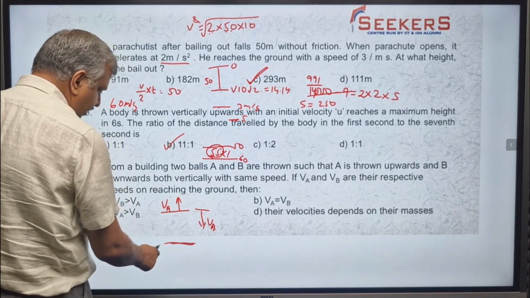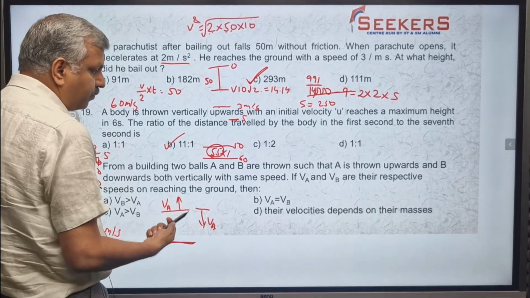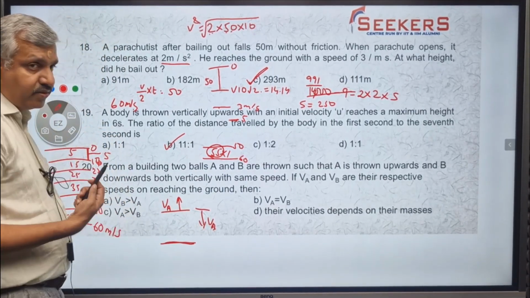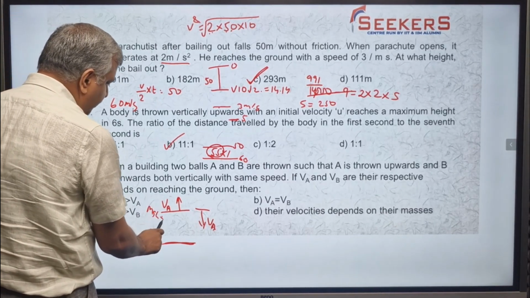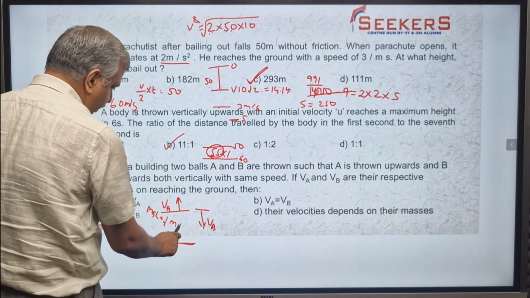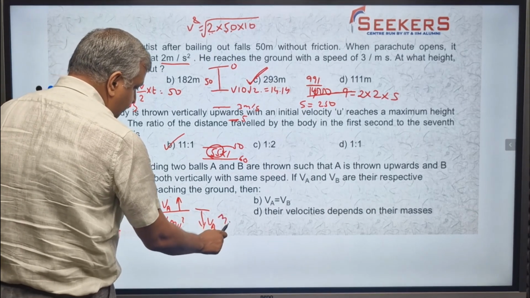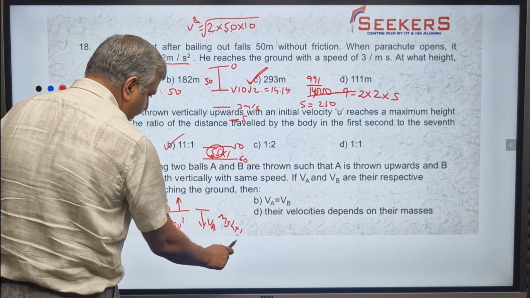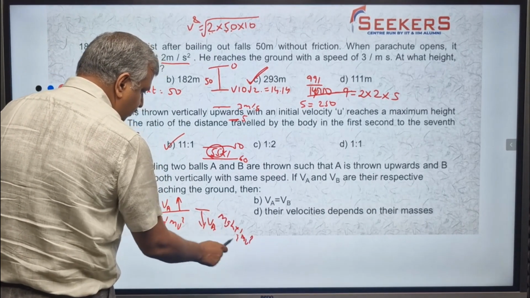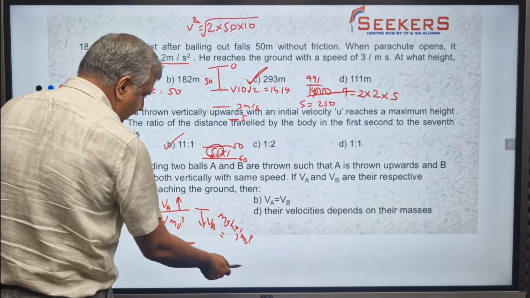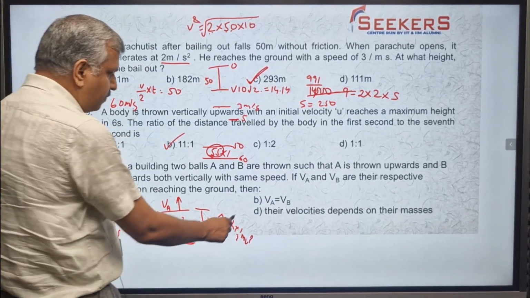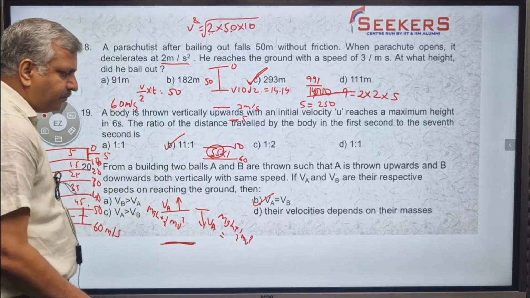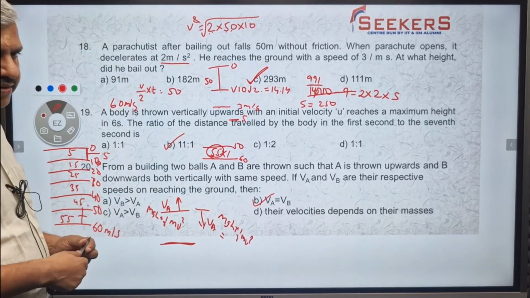Remember, the velocity at the lowermost point will depend upon the total energy. Now energy is not a vector quantity. So here the energy is mgh plus half mv squared. Here also the energy is mgh plus half mv squared. Now this potential plus kinetic will become kinetic. So in both the cases the velocities will be the same. So VA must be equal to VB, because their initial energies are the same.